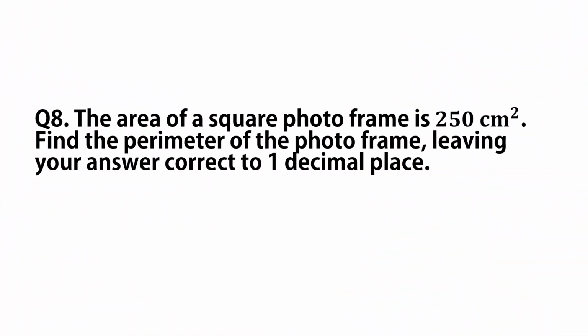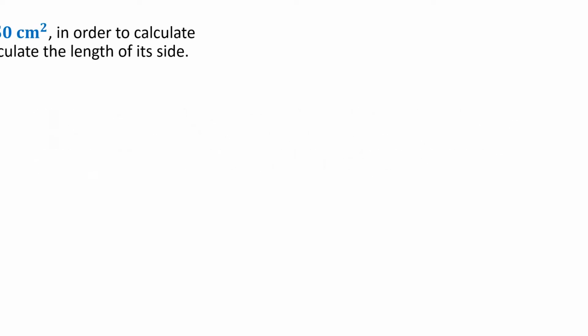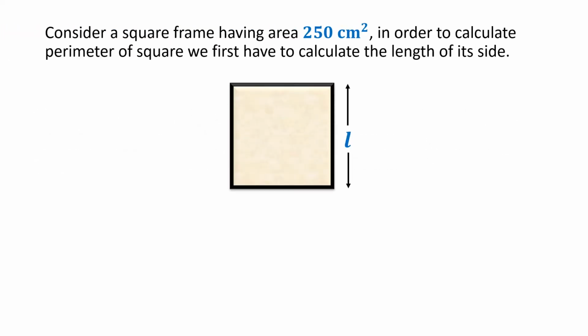The area of a square photo frame is 250 cm². Find the perimeter of the photo frame, leaving your answer correct to 1 decimal place. Consider a square frame having an area of 250 cm². In order to calculate the perimeter of this square, we first have to calculate the length of its side.